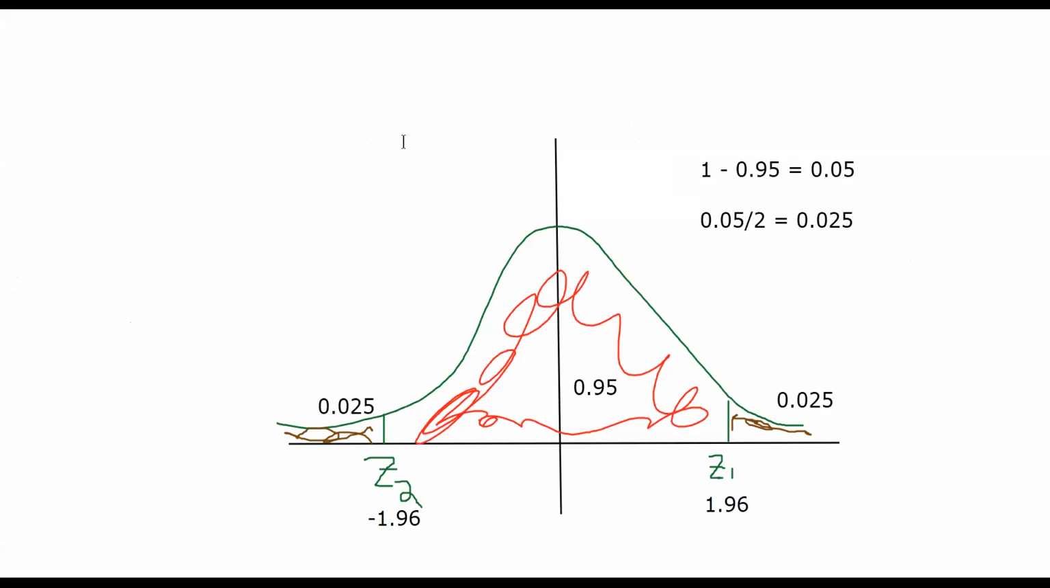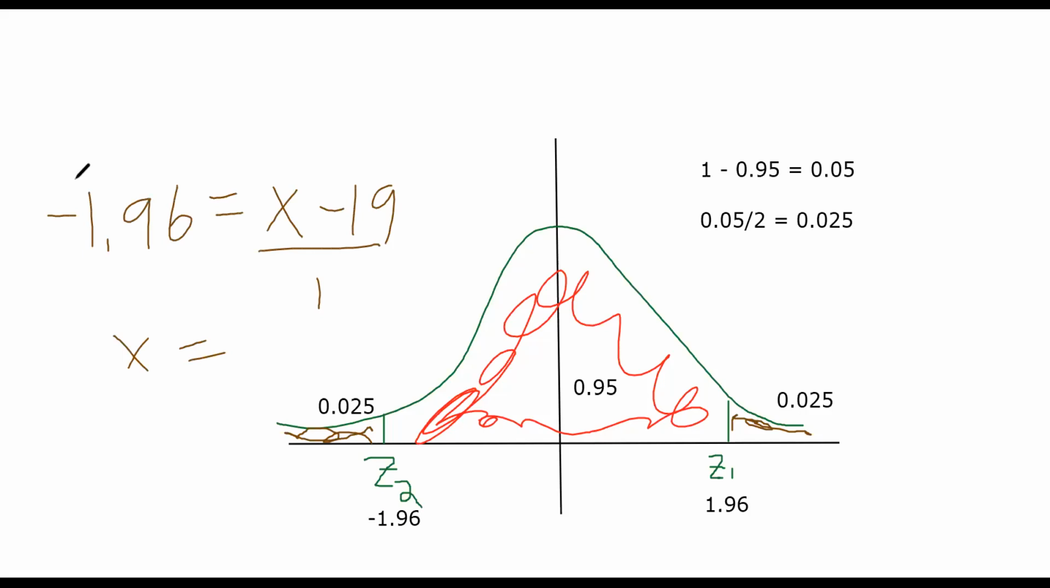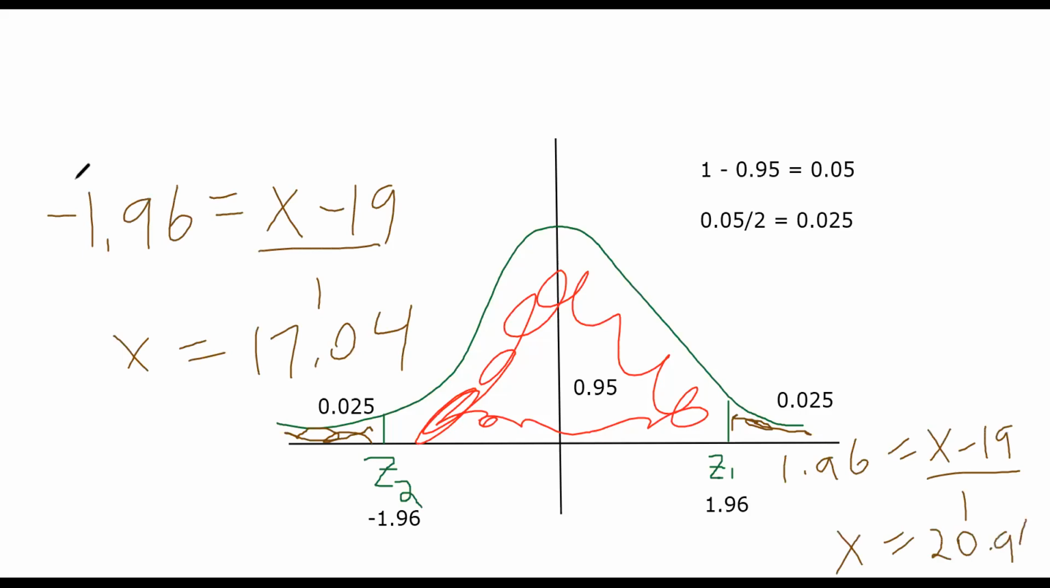And now we need to convert those back into X scores. This first one will be negative 1.96 equals X minus 19 over 1. So X is ultimately going to come out to 17.04. The second one, you're going to say positive 1.96 equals this. You solve for X appropriately, you're going to end up with 20.96. So 17.04 and 20.96 are going to be what does it here.